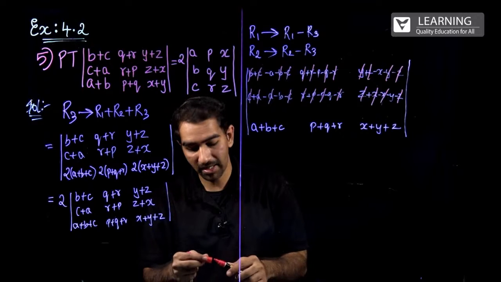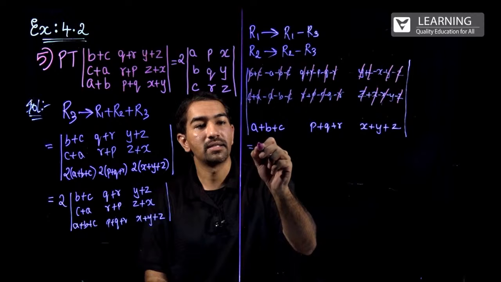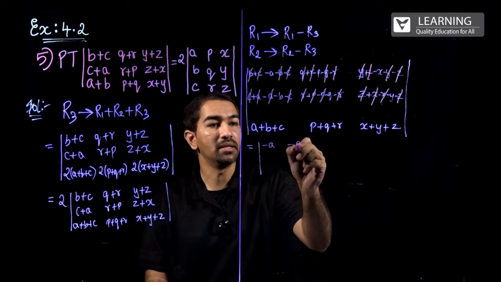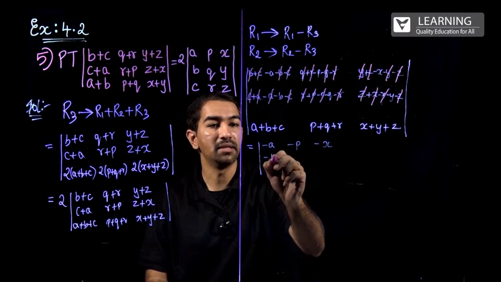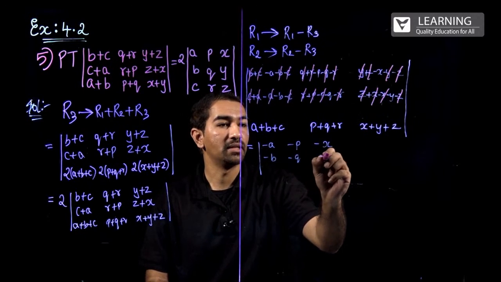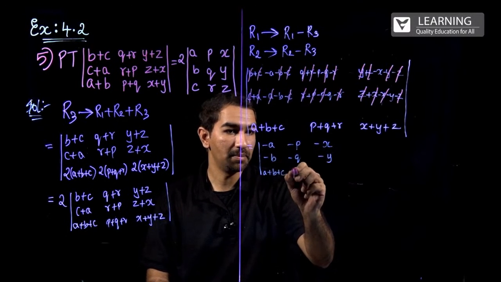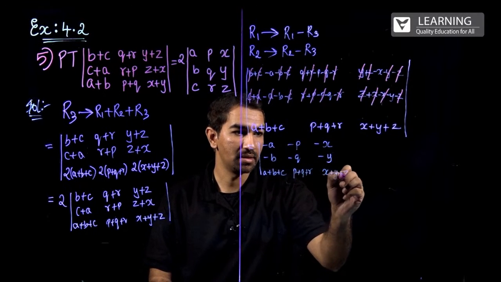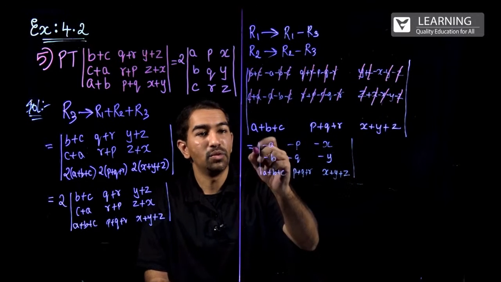Now what is remaining, we'll write that down. What is remaining here? That will be written as the determinant of minus A, minus P, minus X. Here minus B, minus Q, minus Y, and here A plus B plus C, P plus Q plus R, X plus Y plus Z. This is what will be remaining. And 2 is written as it is.